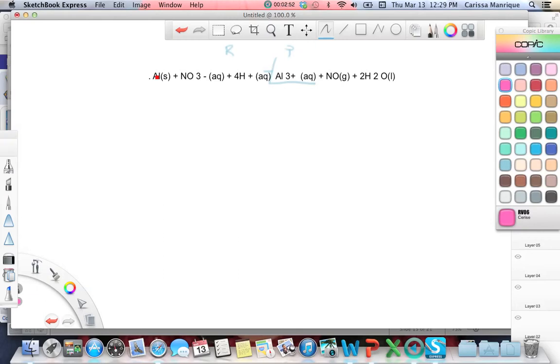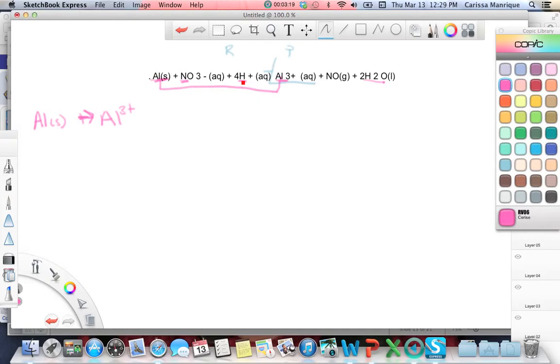Let's put my aluminum over here, my aluminum and aluminum. Do you see that my aluminums don't have any oxygens or anything? They're just aluminums. So that's just one half reaction there. Aluminum solid goes to aluminum 3 plus.